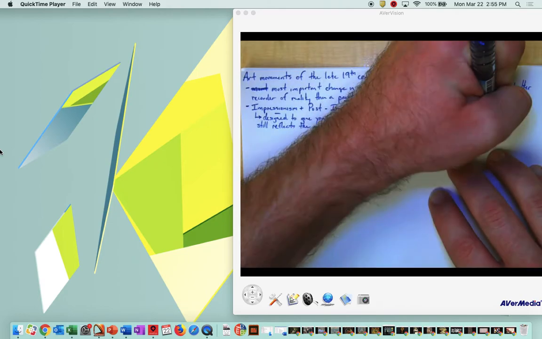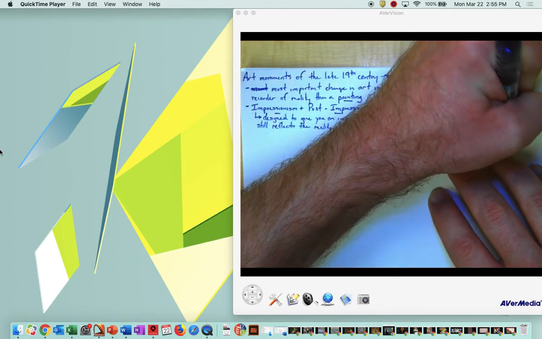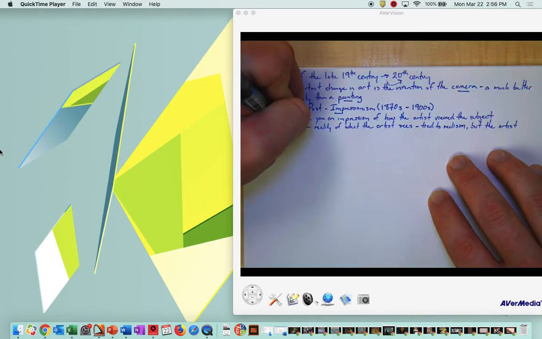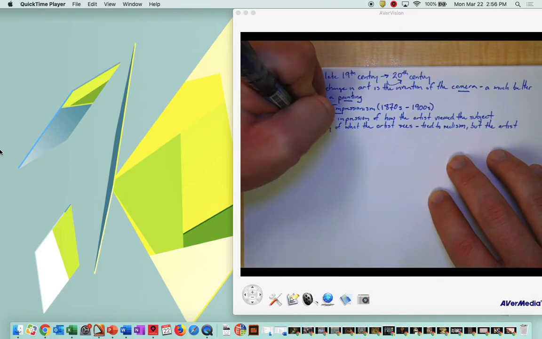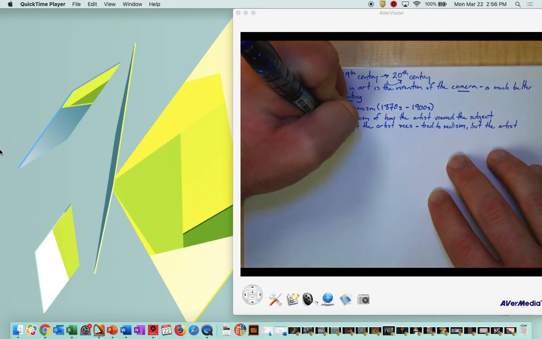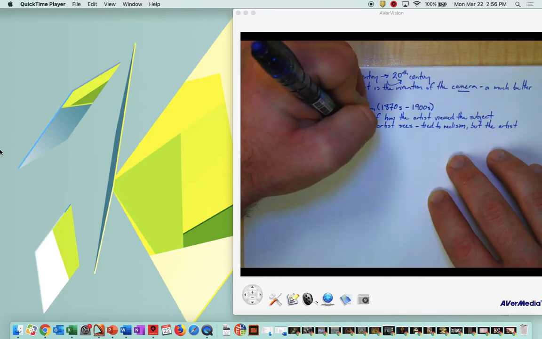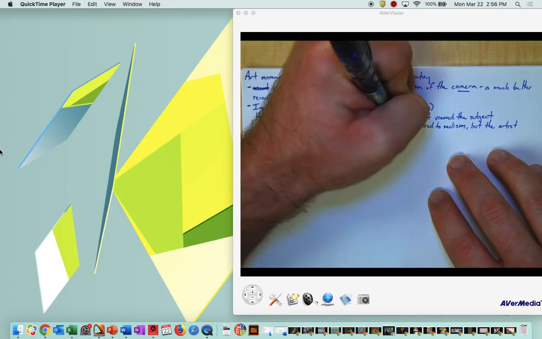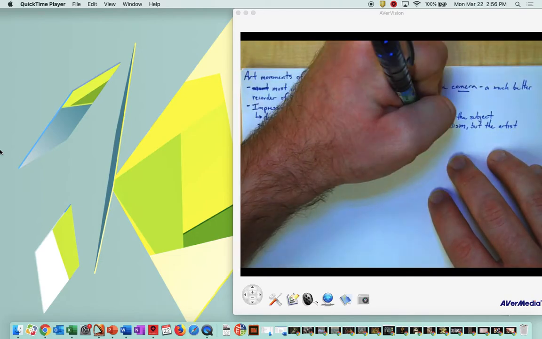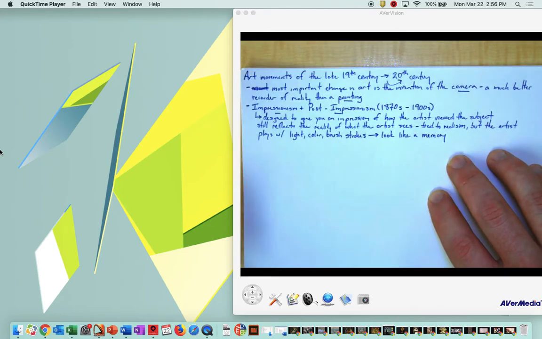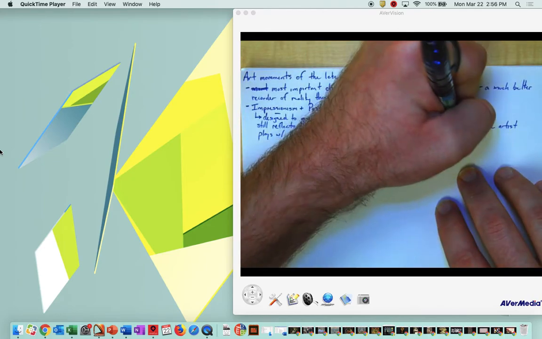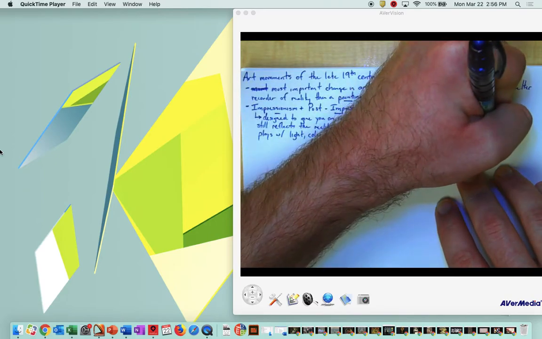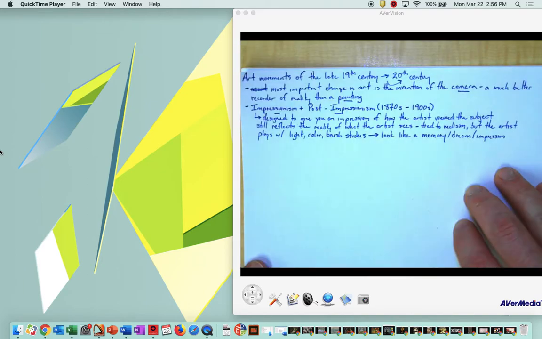But the artist plays with the light and the color and the brush strokes to make it look like a memory or a dream, or, as the name implies, an impression of the thing.